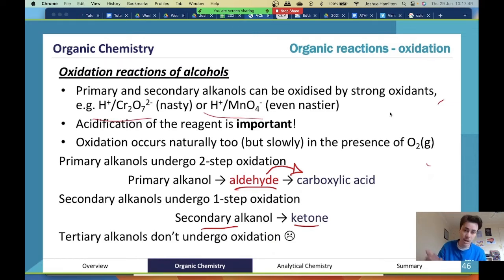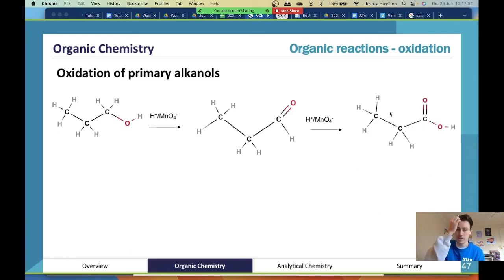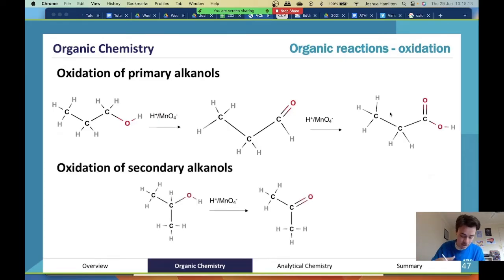Cool. Now, this is oxidation. You've already been through redox, so it should be pretty straightforward to understand. This is what the pathway looks like. As you can see, you've got the same catalyst for both. The same catalyst for both is really, really important. Please don't write dichromate on one and then permanganate on the other. You need to stick with one of them. It doesn't matter which one you use, just pick one and stick with it. And then here's secondary. As you can see, it's just one step. You can't go any further.